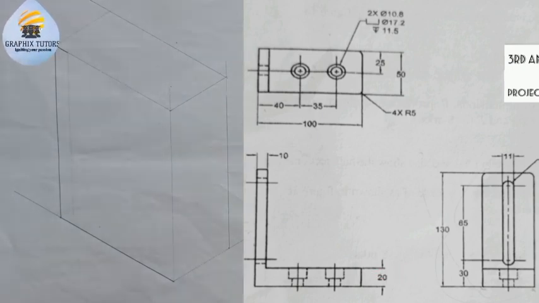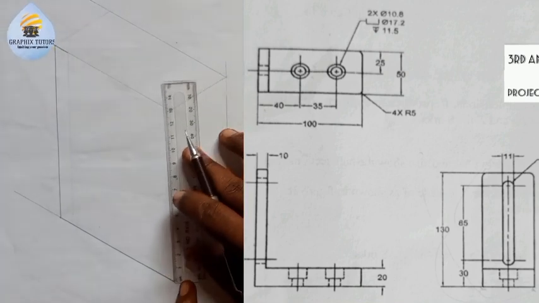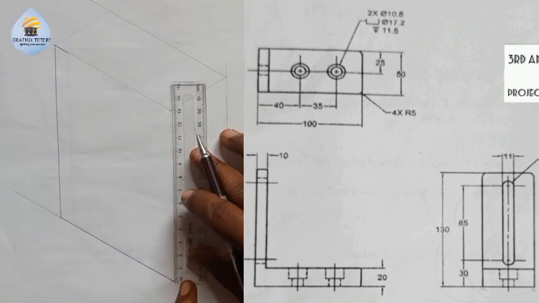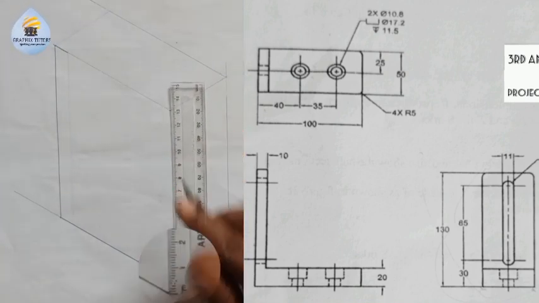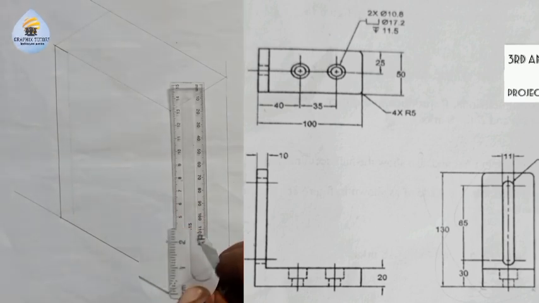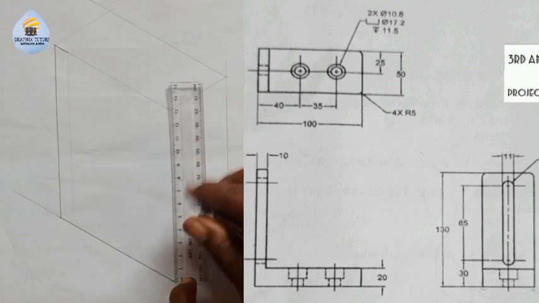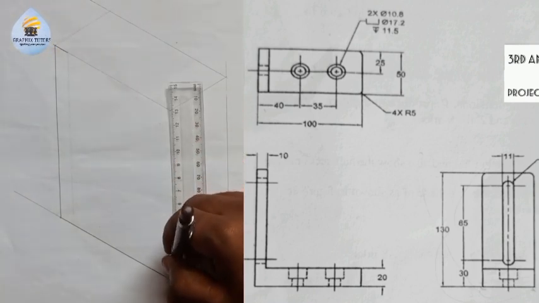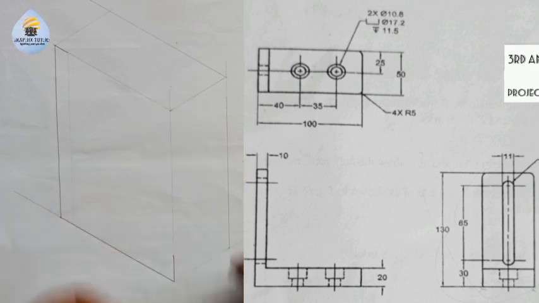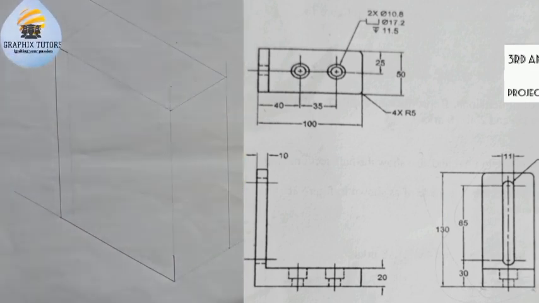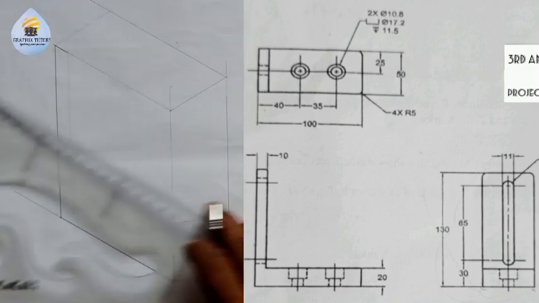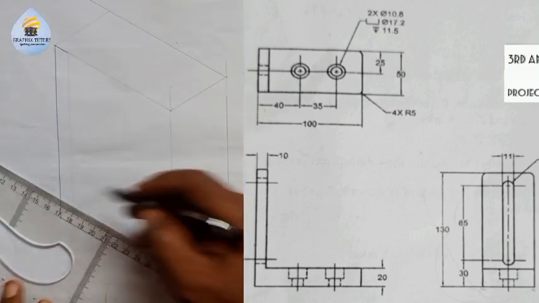So I'm going to measure 20 from this spot here. Measure 20. This 20 here, right? And I will just thicken it once and for all. Then, if you look at the diagram very well, it is closed. It is touching this line here.